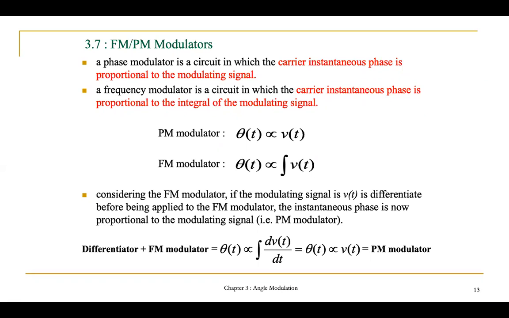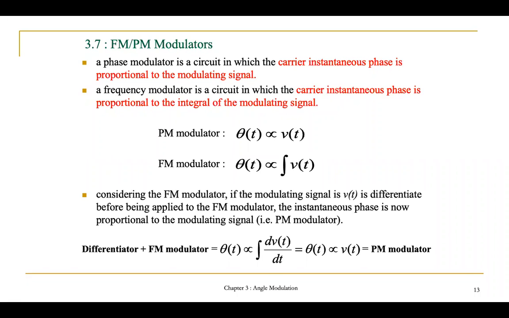Okay, this is the continuation video for chapter 3, angle modulation transmission and reception, part 2. In the previous video, I stopped at subchapter 3.6, deviation ratio. In this video, we will continue with subchapter 3.7 until subchapter 3.11.